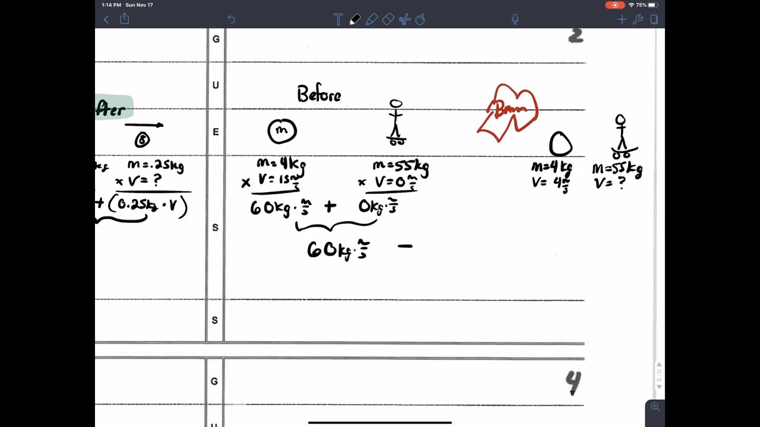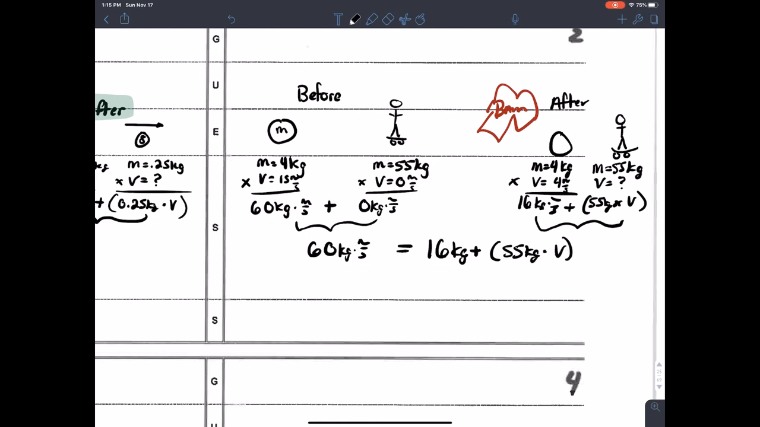Now that has to equal the momentum after the collision. So I know that my momentum of the medicine ball afterwards is going to be 16. And I have no idea what the momentum of the kid is because I don't know what that velocity is. So I'm just going to put down 16 plus the 55 kilograms times V, because we don't know what that velocity is.